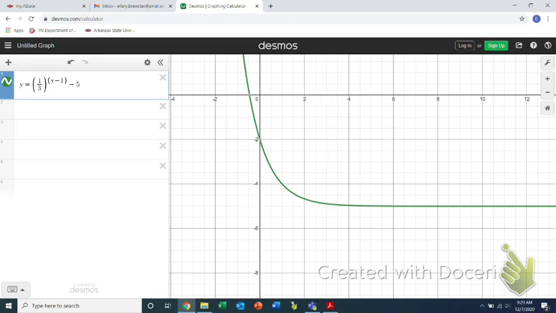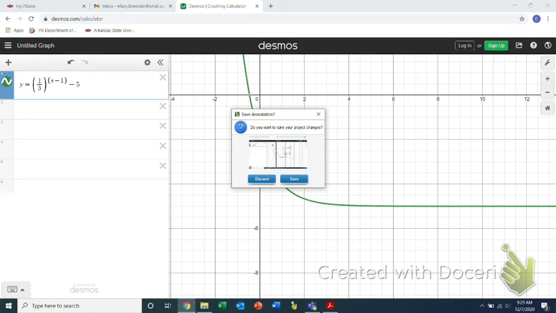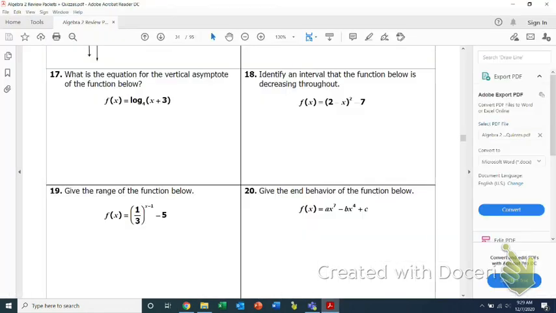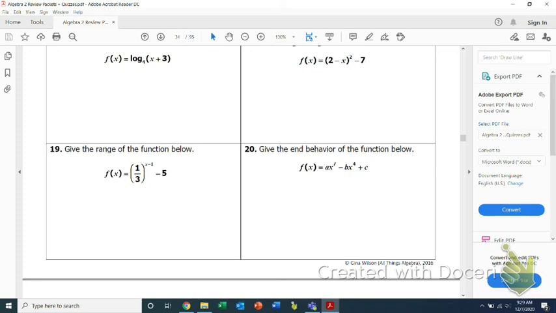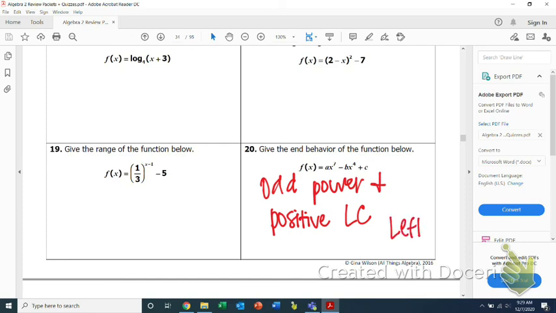All right. Number 20. Give the end behavior. All right, look. 2 things. Odd power and positive leading coefficient means 2 things. Left side points down, right side points up. So it looks something like this. Okay.